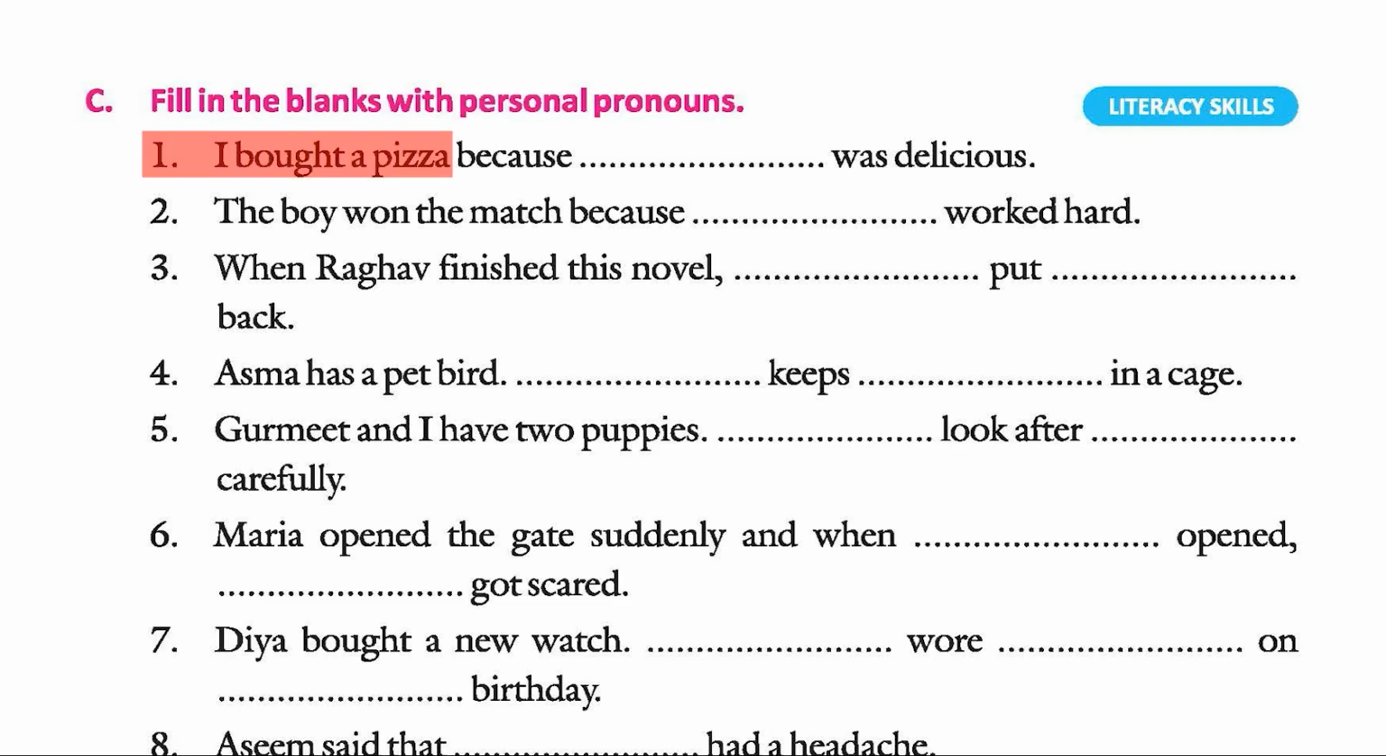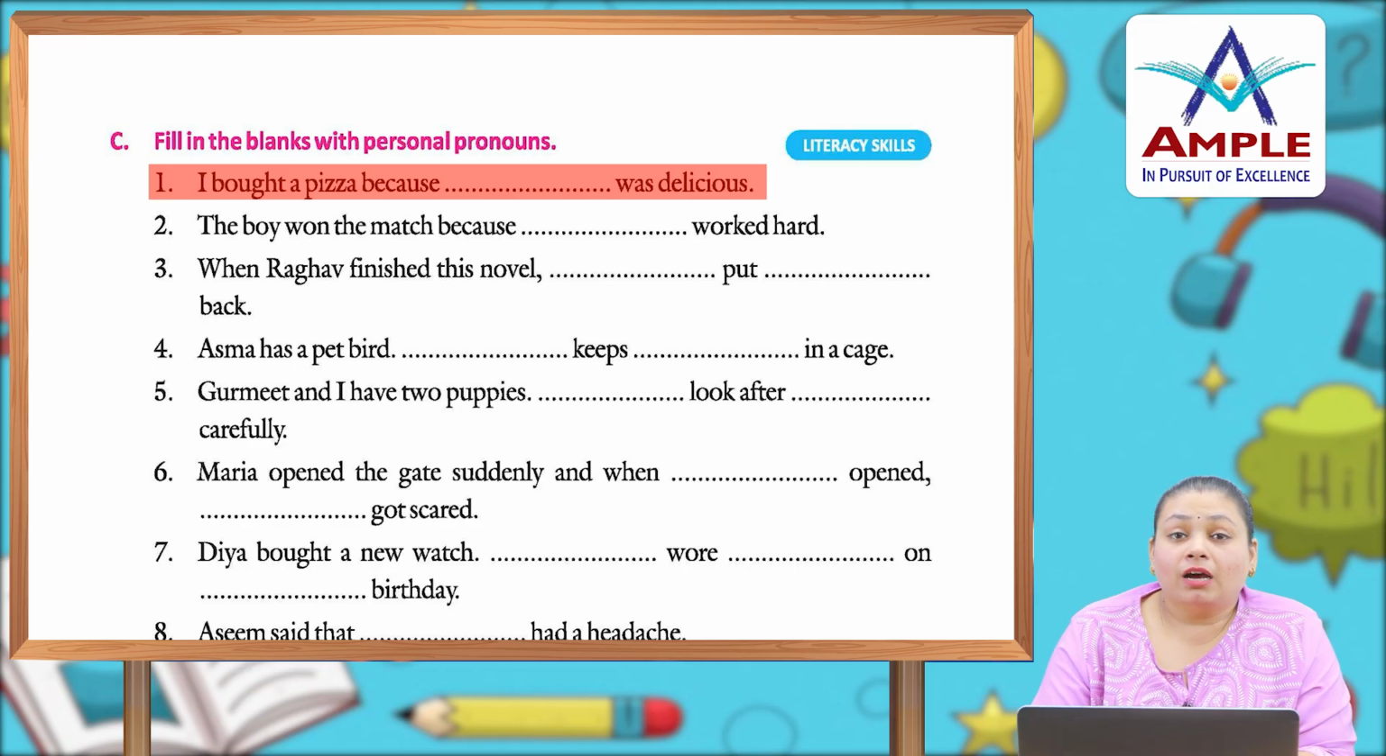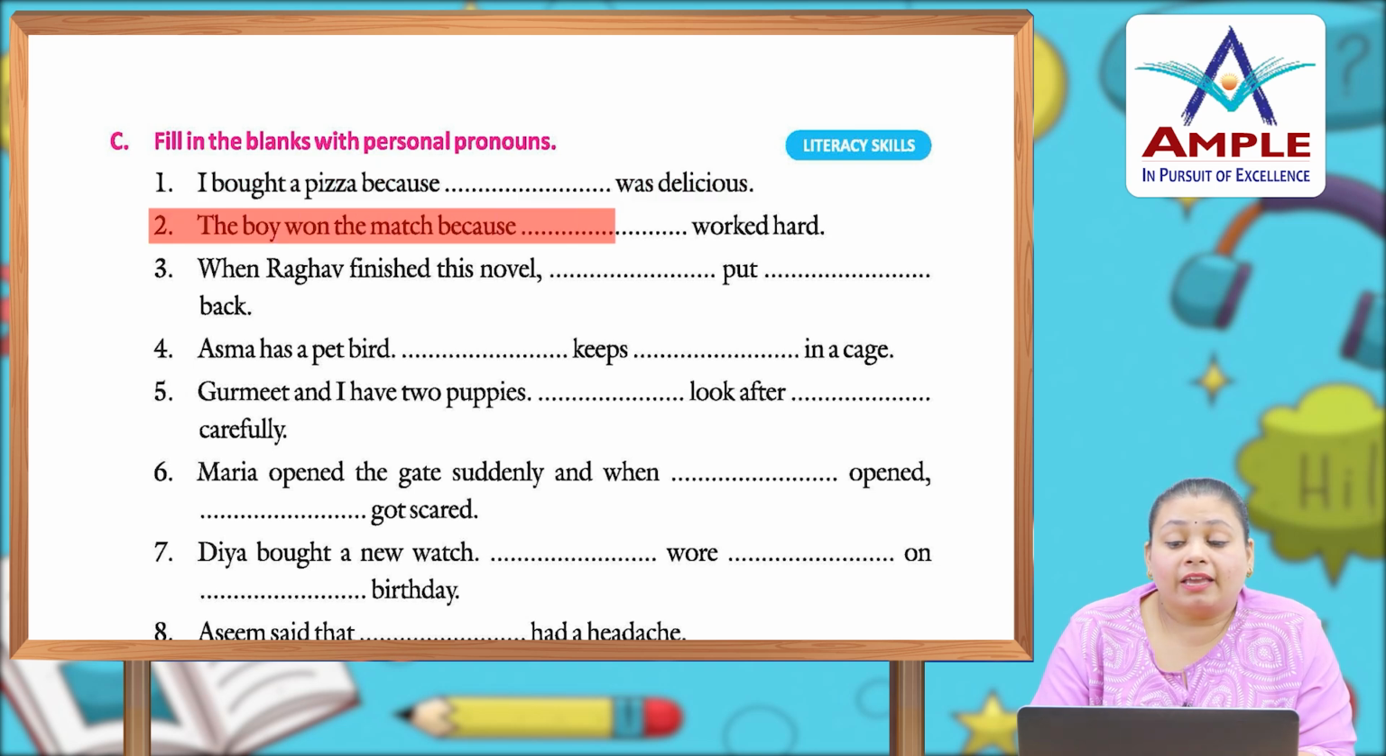Number 1. I bought a pizza because it was delicious. We are talking about pizza. Pizza is a non-living thing and that's why we use it. Okay. Number 2. The boy won the match because they worked hard. We are talking about a boy, the he group. That's why we use the plural form for he. Okay. So the boy won the match because he worked hard. Here is only one boy. That's why we use he. If there are boys, then we use they.